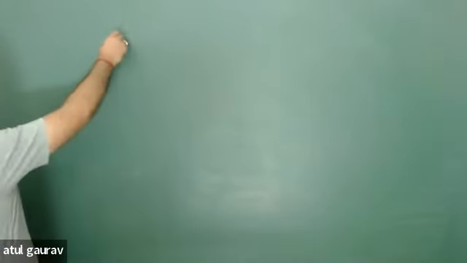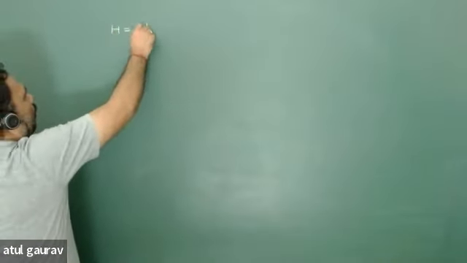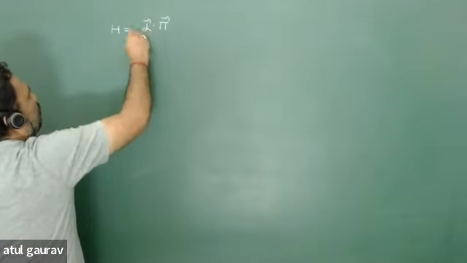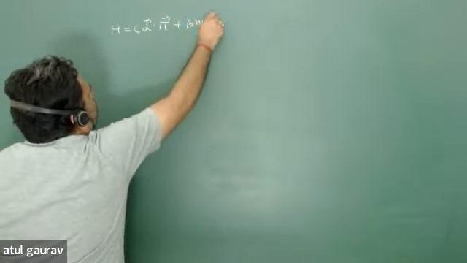What we have is H is equal to alpha dot pi c plus beta mc square.